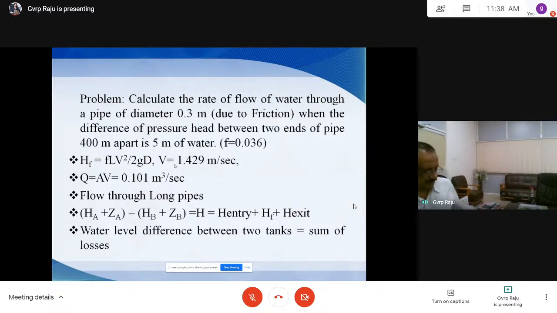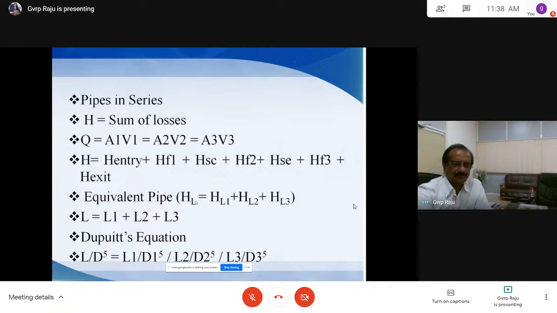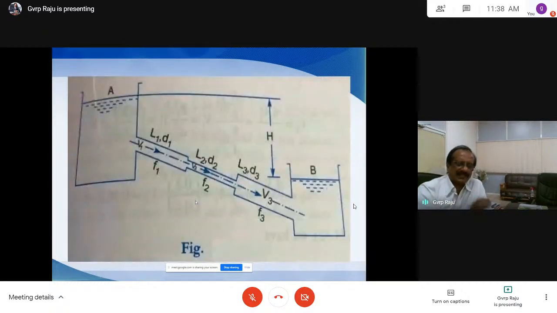We'll come back to the discussion again, and we have discussed the losses, etc. Now we'll straight away go to flow through long pipes. Here I am taking a sketch, not exactly for a long pipe, but a sketch with different pipes. We will come to that when the pipes are connected in series and parallel.